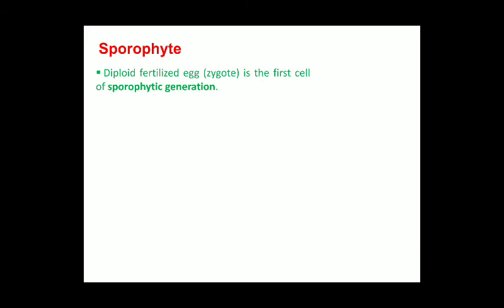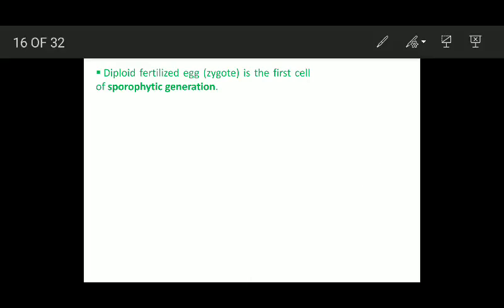In the previous part we discussed fertilization. हमें पता है जो gametophytes हैं bryophytes में, they produce male and female gametes, and these male and female gametes with the help of water fuse and result in the formation of a fertilized egg or zygote, and this zygote is regarded as the first cell of sporophytic generation.